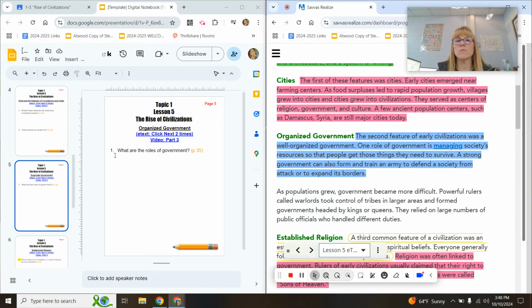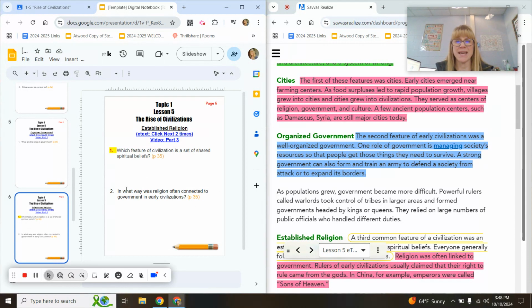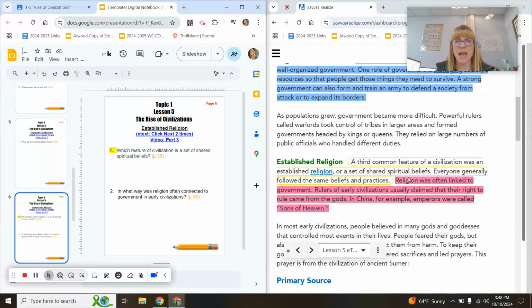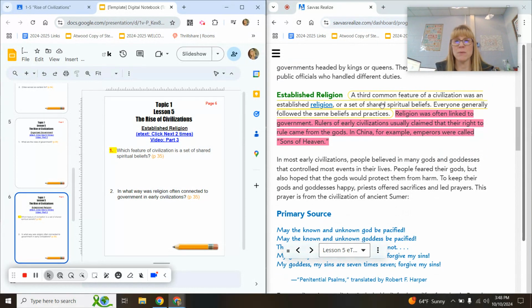Number 1, what are the roles of government? They talk about 2 different things that the government does. Please list both of them. Here's one, and then it also says also. So give me both roles of the government. Page 6, you're going to notice that first question is a mastery check question. I am going to pause after it is read. I think this is 2 sentences. The question is, which feature of civilization is a set of shared spiritual beliefs? Let's go ahead and listen now.